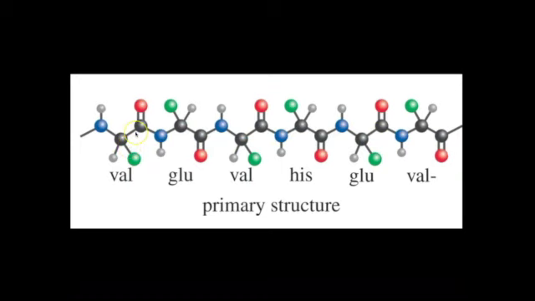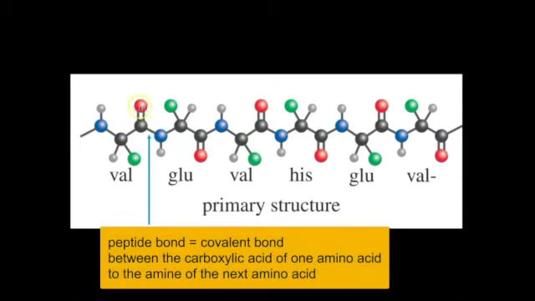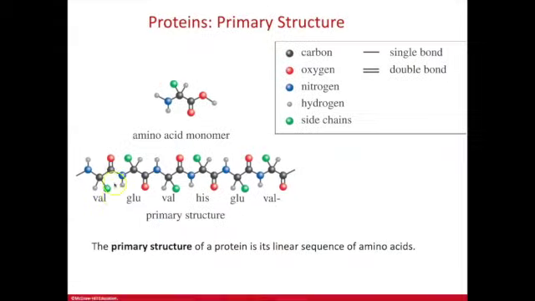So the covalent bonds between amino acids, here's one covalent bond between the carboxylic acid of one amino acid to the amine group of another amino acid. This is a peptide bond. So every time there's a connection from the carboxylic acid that you can recognize by the red oxygen to the amine group of the next amino acid, you can recognize by the blue nitrogen, that's a peptide bond right there. Putting these amino acids together as a polymer, that's called the primary structure. That's the linear sequence of amino acids.